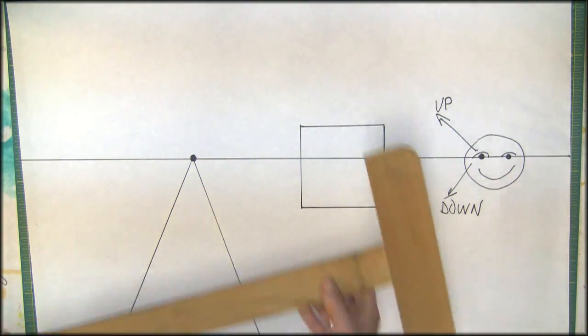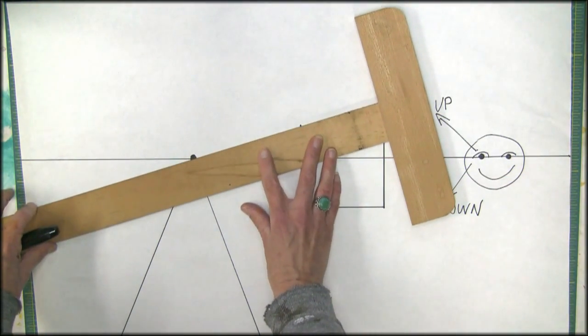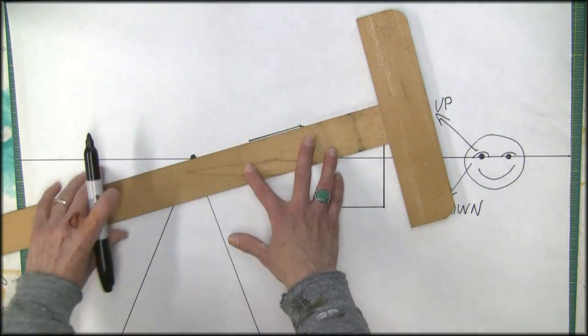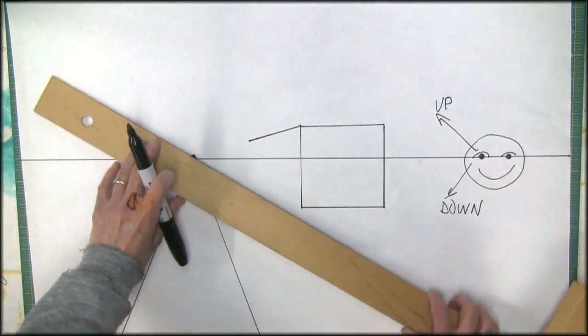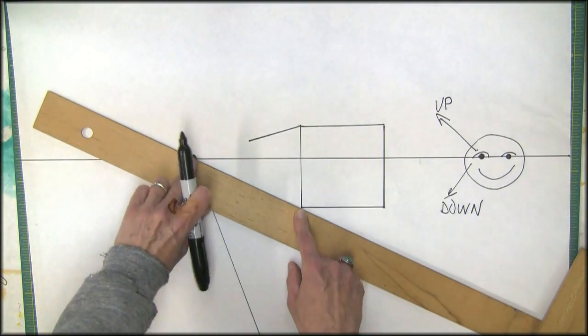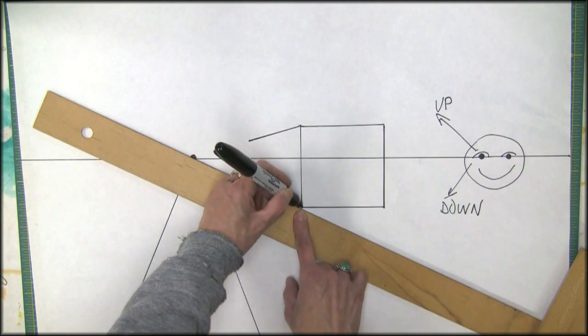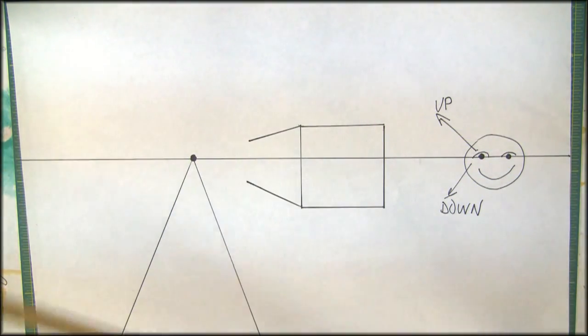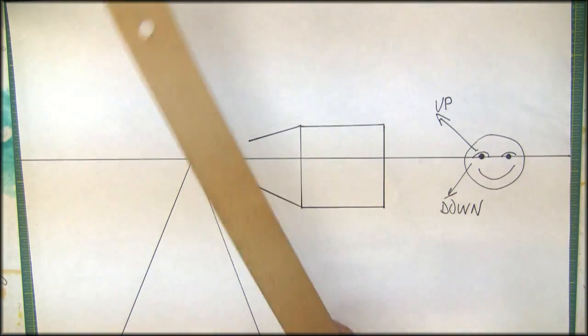Okay, so we're going from this corner. You can go all the way back if you're using a pencil. I'm going to stop because I'm using a pen and I can't erase it. As long as you're on the corner of the building and your vanishing point, you're making that building go toward the vanishing point. Okay.